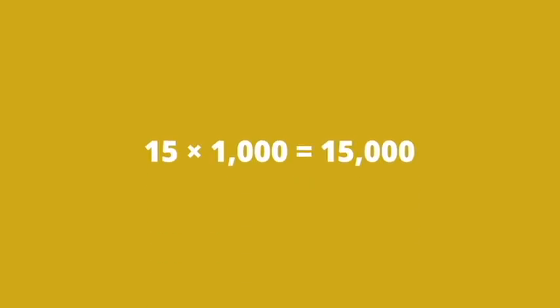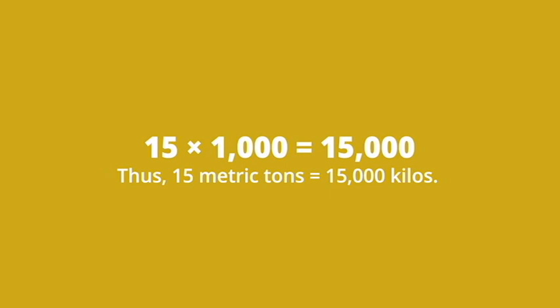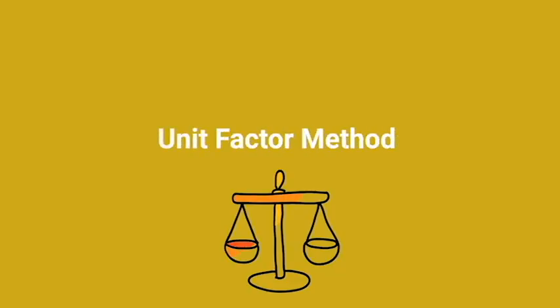Once again, let us try converting 15 metric tons to kilograms. So that's 15 times 1,000 equals 15,000. Thus, 15 metric tons is equal to 15,000 kilos. This is the same answer that we got by using the unit factor method.